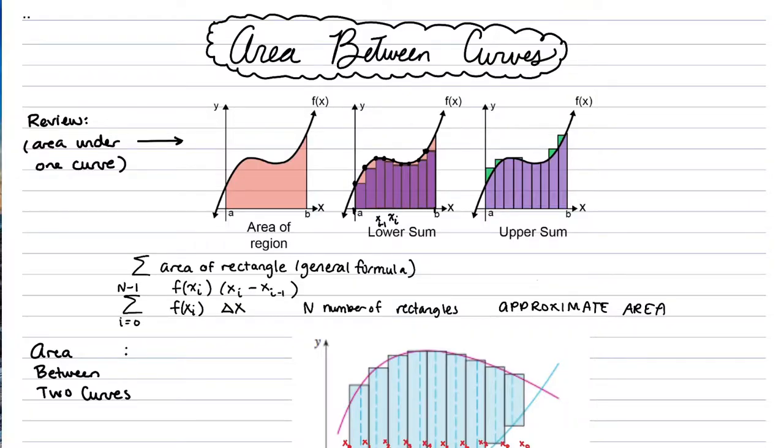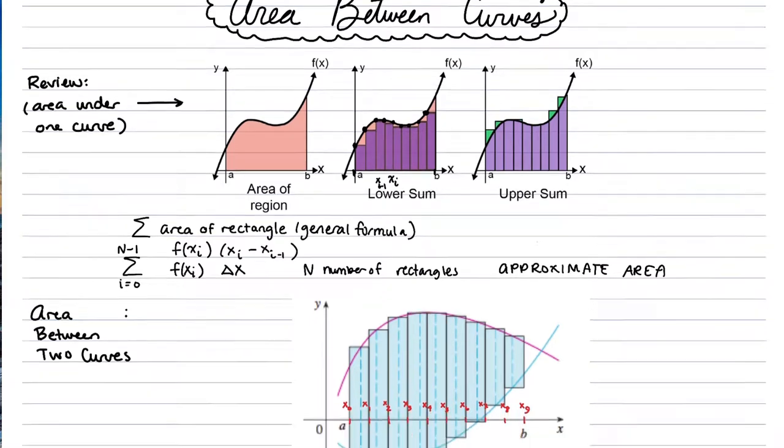Well, I claim that the more rectangles you draw, the more accurate. So what if we just make the width of each rectangle skinnier? Draw more rectangles, so you'll have more total of them, but they're going to be closer and closer and closer. And if we continue to do that infinitely, it's almost like we're taking a limit. So let's see how that works with the area between two curves.